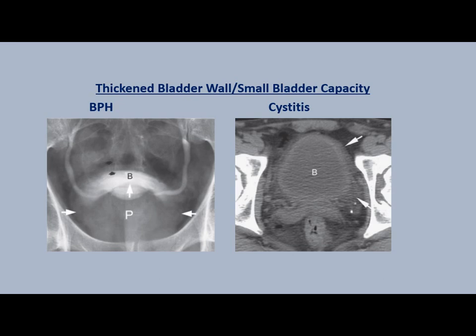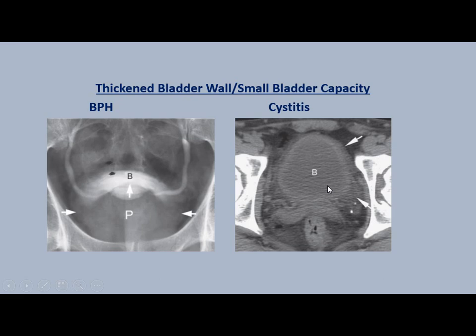Thickening of the bladder wall and small bladder capacity. For example, in this patient with BPH, or benign prostatic hypertrophy, due to enlargement of the prostate, there is elevation of the bladder. The shape of the bladder is elevated, and there is increased wall thickness due to chronic outlet obstruction, and the ureters are opacified, and they form a J-shaped or hooked shape because of elevation of both the bladder and the ureter.